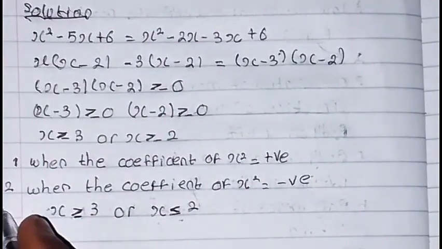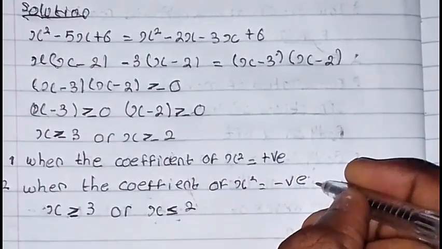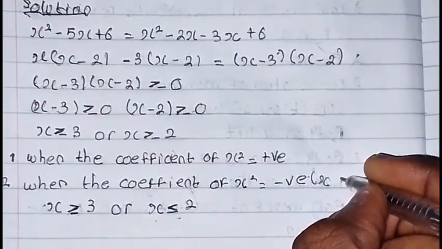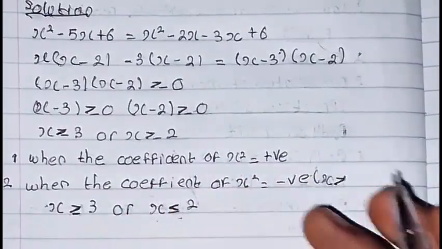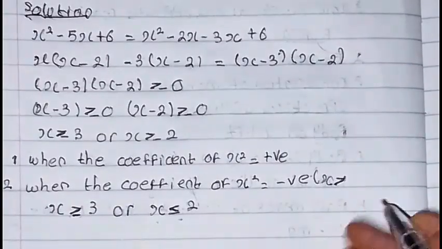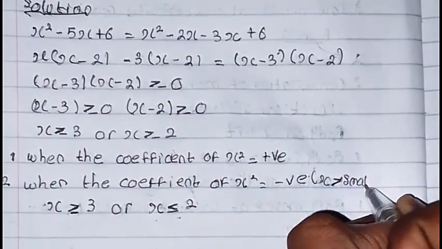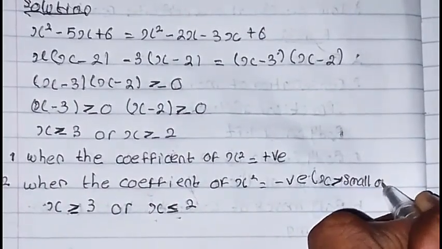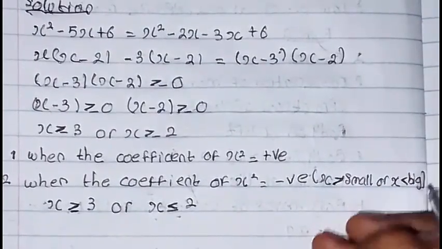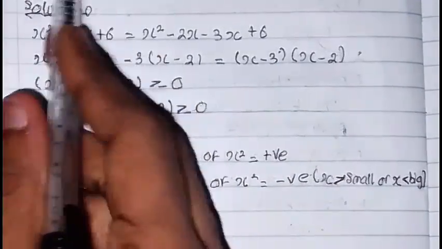All right, but meanwhile, when the coefficient of x squared is negative, let me write it here. For the value of the expression to be positive, x should be greater than the smaller root, or x less than the bigger root. So for that range of values, the expression will be positive.